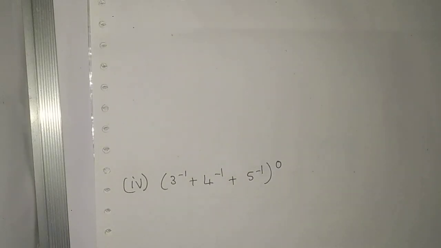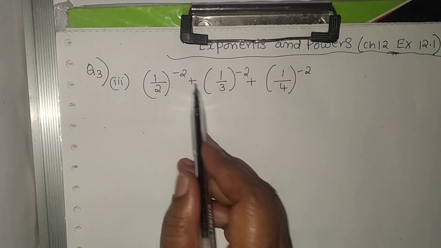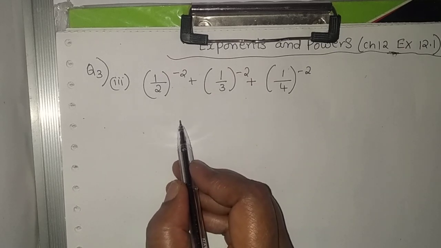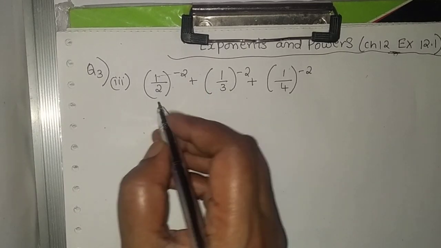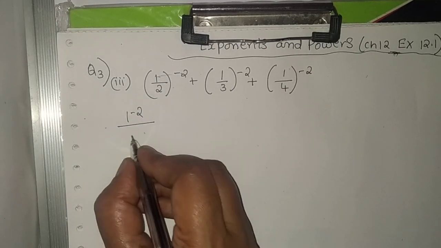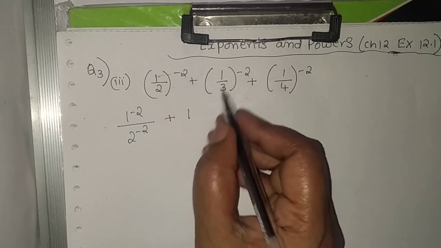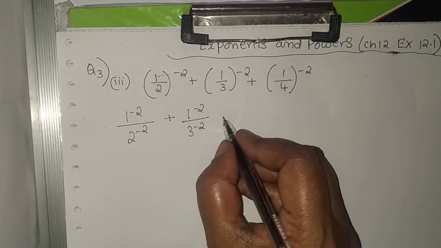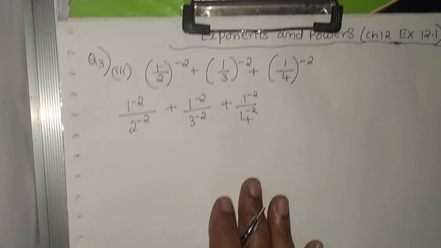The third problem is (1/2)^(-2) + (1/3)^(-2) + (1/4)^(-2). So the first step is to bring this minus 2 inside the bracket. So how is it possible? 1^(-2) over 2^(-2), plus, with the same procedure, 1^(-2) over 3^(-2), plus 1^(-2) over 4^(-2).